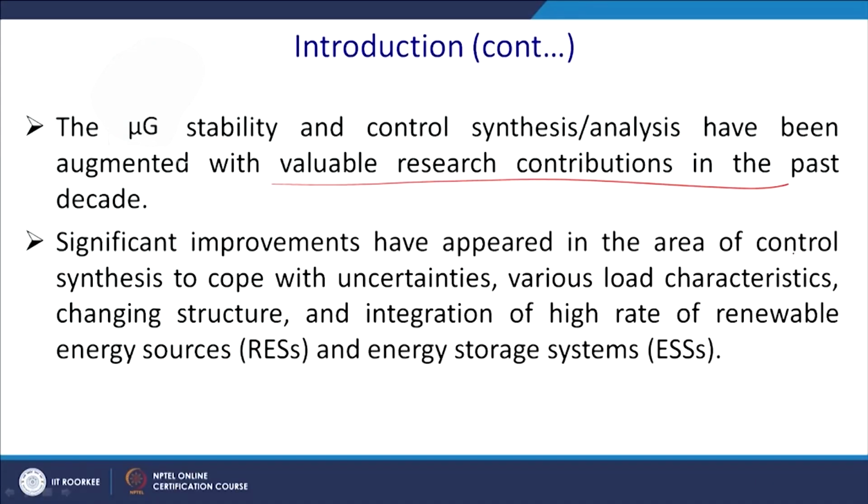So, microgrid stability, control and synthesis have been augmented with valuable research contributions in the past decade. It has been a decade of intelligent control, and thus microgrid applications find a lot of use of intelligent control. Significant improvements have appeared in the area of control synthesis to cope with uncertainties, various load characteristics, changing structures, and integration of a high rate of renewable energy sources and energy storage elements. So, these are a few aspects that force us to use intelligent control.